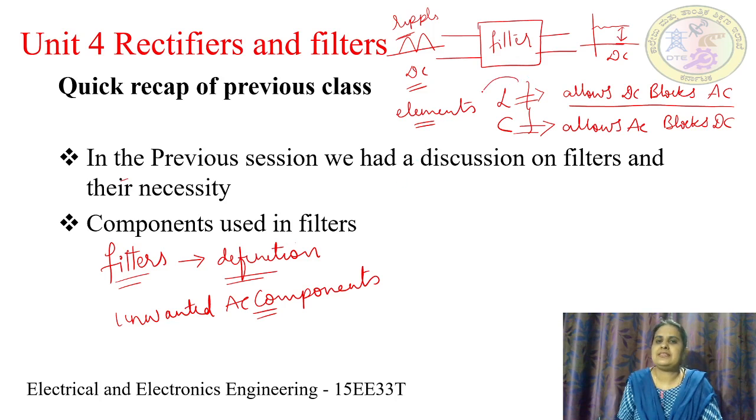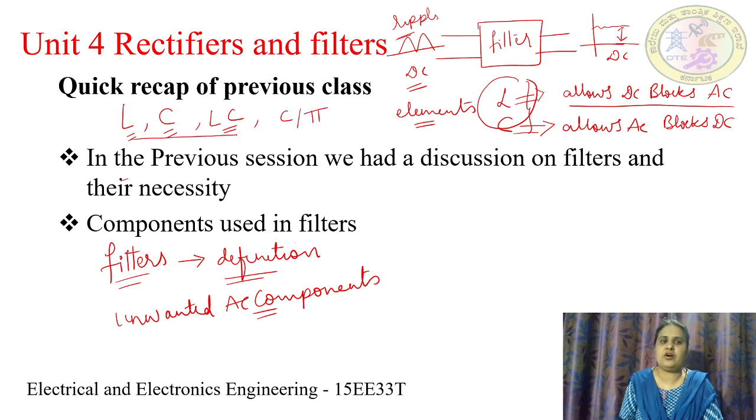So these were the basic elements of a filter. With the help of these, I can have an L filter, called a series inductor filter, and a C filter, called a shunt capacitor filter. Then I use a combination of LC, called a choke input filter or inverted L filter. Then with a capacitor input, we get the pi filter. Depending on the combination of filter components, we can design different types of filters. Our main intention is to get a smooth DC output, so we use different combinations of passive elements.